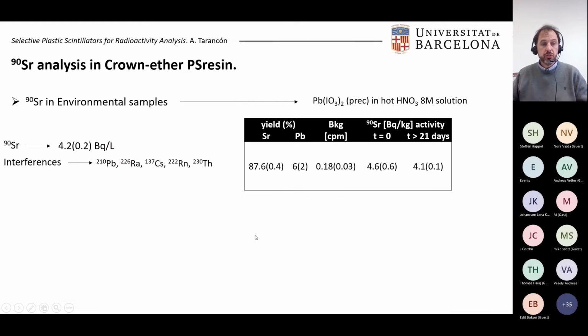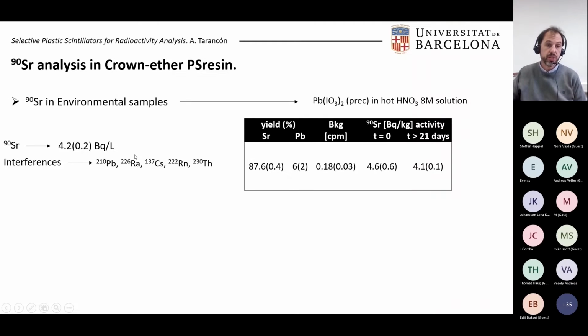Regarding analysis of strontium-90, we are now working on 3 topics. The first one is the analysis of strontium in environmental samples, taking into account that the samples can contain lead-210, which can be an interference that is also retained in the column. For that reason, we add a separation step in which we precipitate lead in the form of lead iodate using a hot nitric acid 8 molar solution, in which lead becomes precipitated. So here are the results obtained for a sample including several interferences.